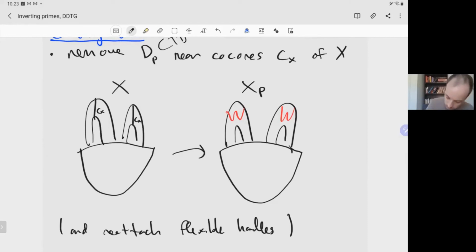Flexible handles, I mean, with attaching spheres that have these zigzags.